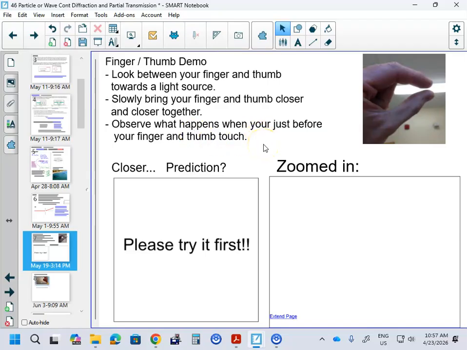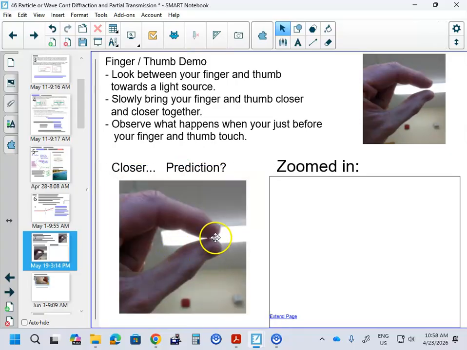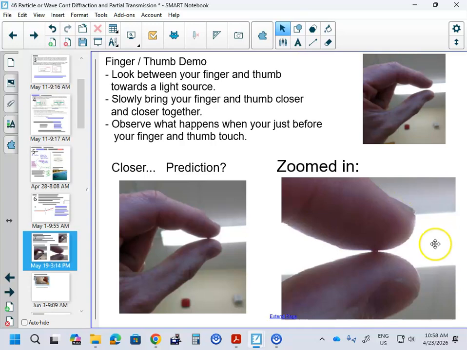Pause the video, try it first, do it now. What you'll see, I'd describe it as a little wart that grows between your finger and your thumb. You're not actually touching it, but darkness appears there. You're not actually touching it, but there's an area there where it's dark.